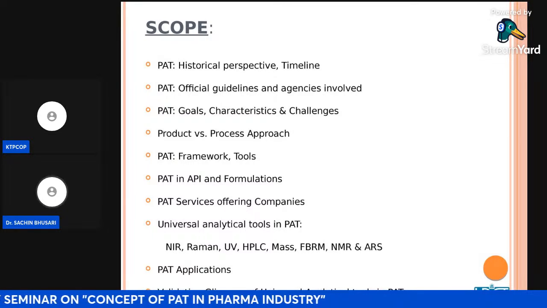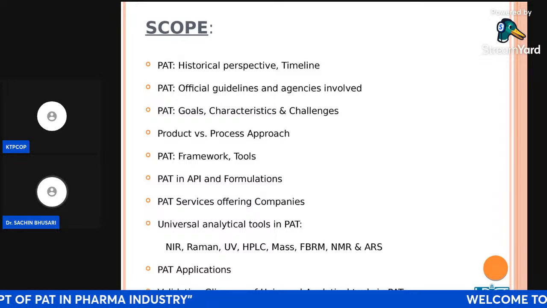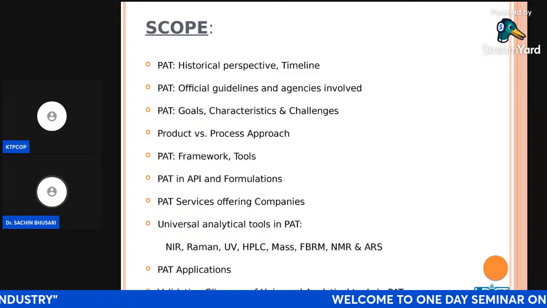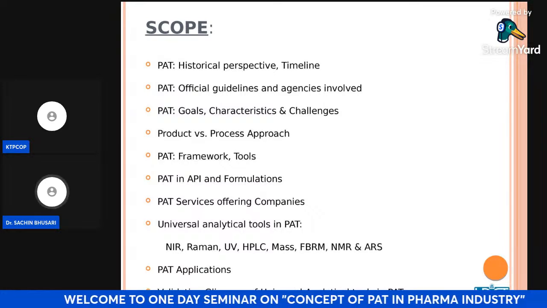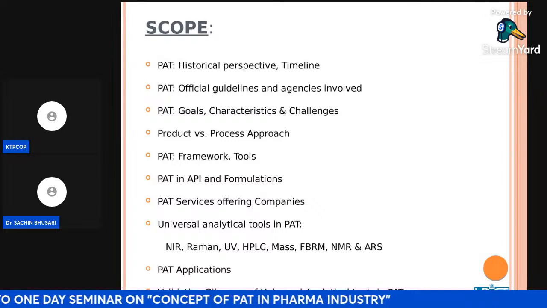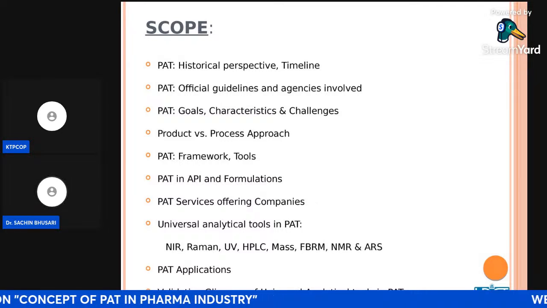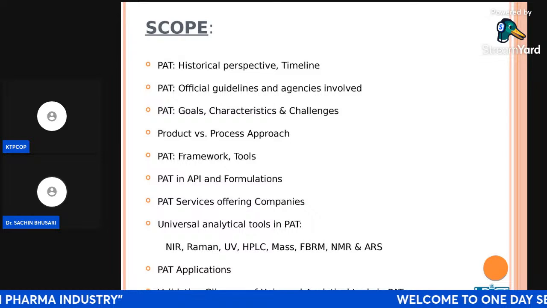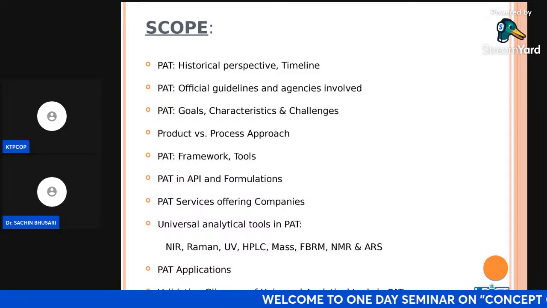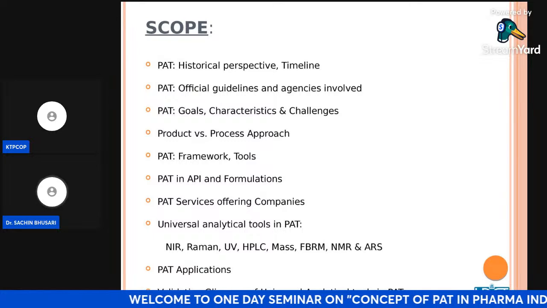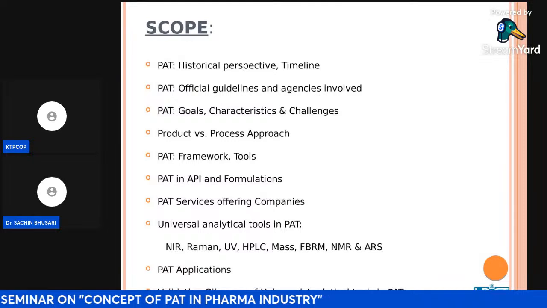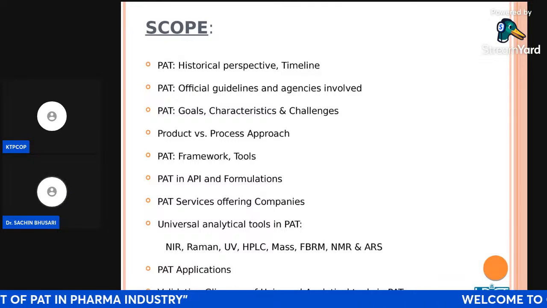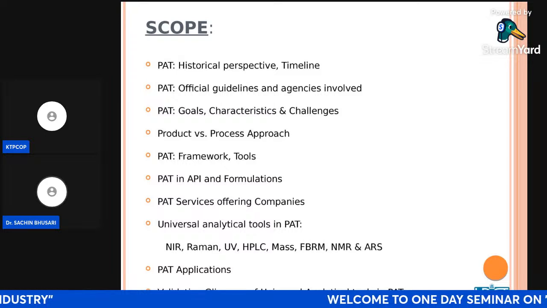Now the next part which I will be covering in my presentation will be universal analytical tools in PAT. Because in PAT there are various critical tools which have to be managed nicely to get the output. So my presentation will focus on NIR, Raman, UV, HPLC, MAS, FBRM, NMR, and ARS. As a pharmacy student, I am pretty sure that UV, HPLC, MAS, NMR, these are the four basic tools you might be well aware of. But as far as FBRM, ARS, Raman, near IR is concerned, we are a little bit into that. So my presentation will cover that section also.